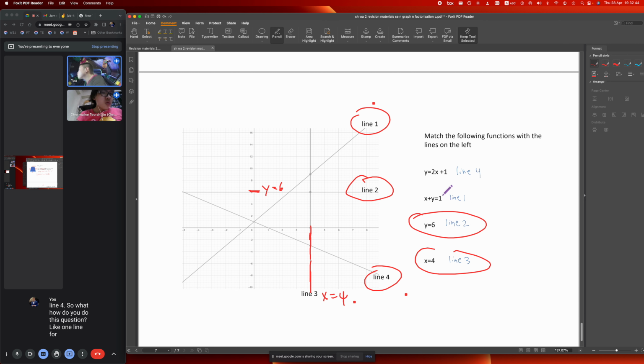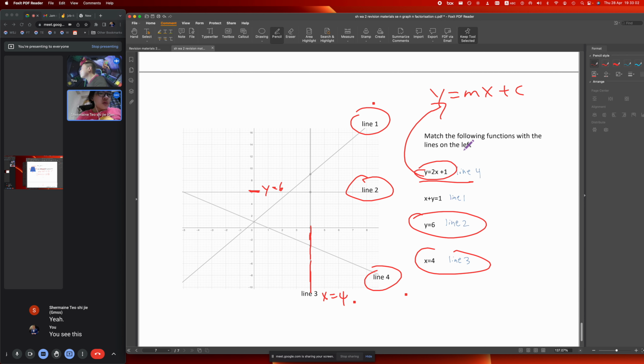What you need to do first is change all this into the y equals to mx plus c format. Why? Because only when you do this can you figure it out. So this one is already in this format, right? What's the gradient for this one?